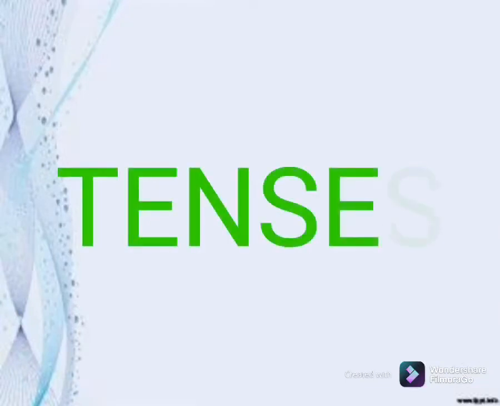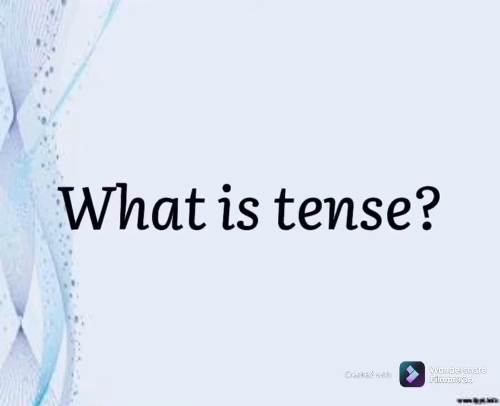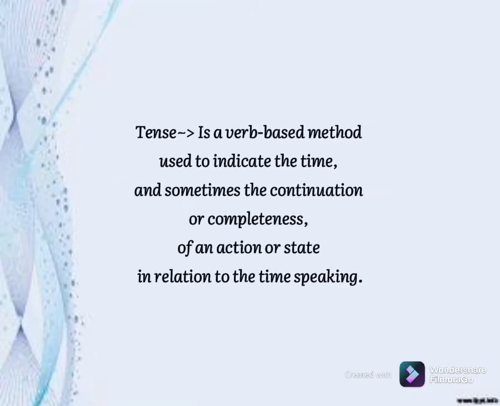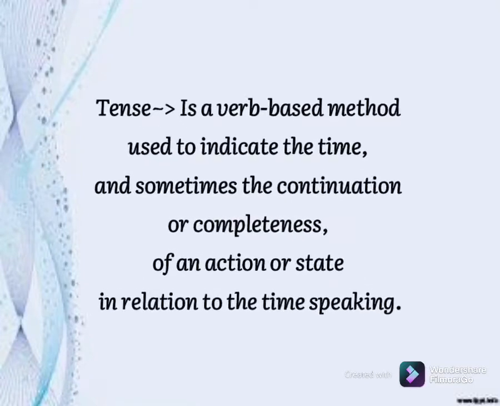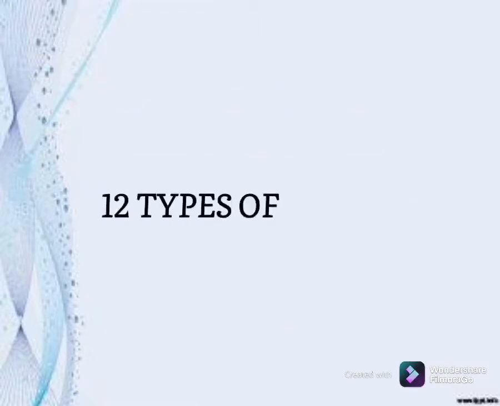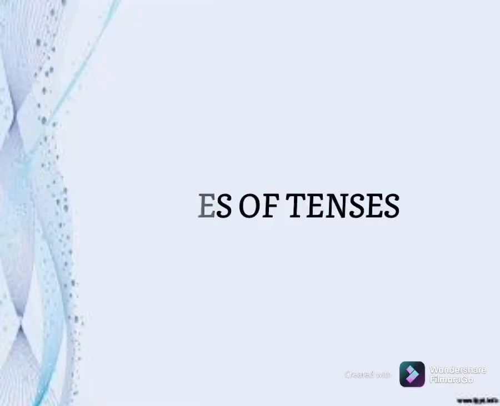Today, we will present the material about tenses. First of all, we need to understand what tense is. Tense is a verb-based method used to indicate the time and sometimes the continuation or completeness of an action or state in relation to the time of speaking. There are 12 types of verb tenses in English.